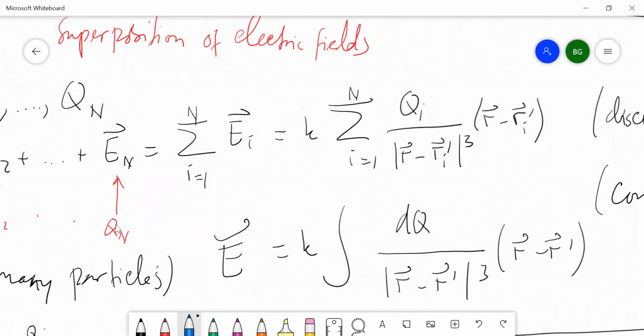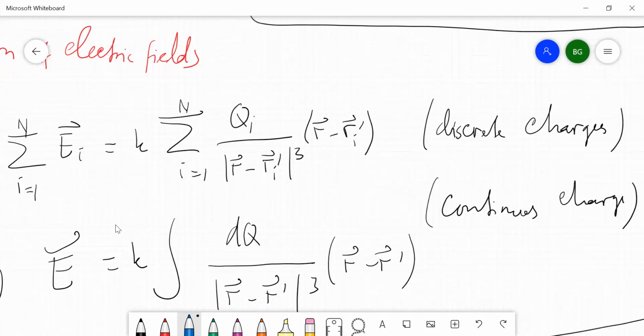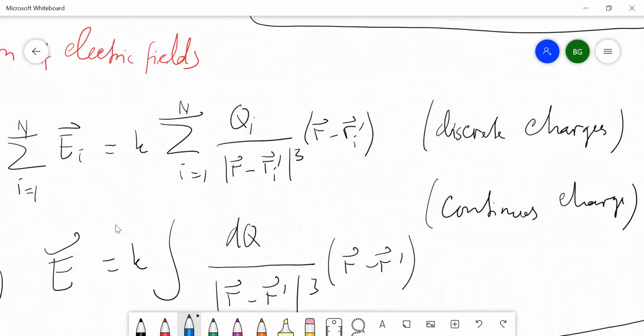If we replace Ei, it is equal to K times capital Qi over the modulus of R minus Ri cubed, times the vector difference between R and Ri. So this is the discrete case, the first case, discrete charges. So we have only a finite number of charges.